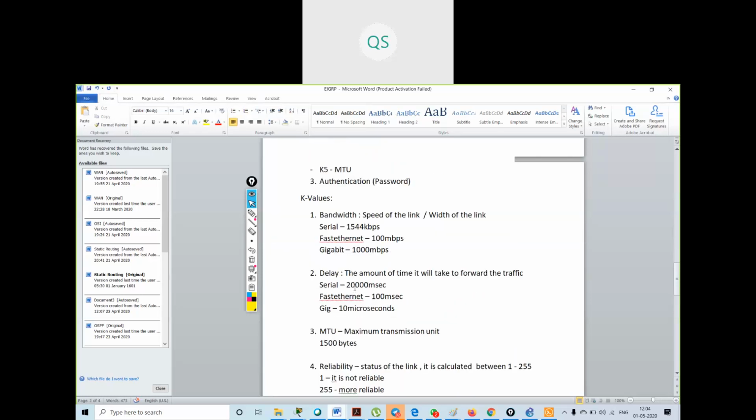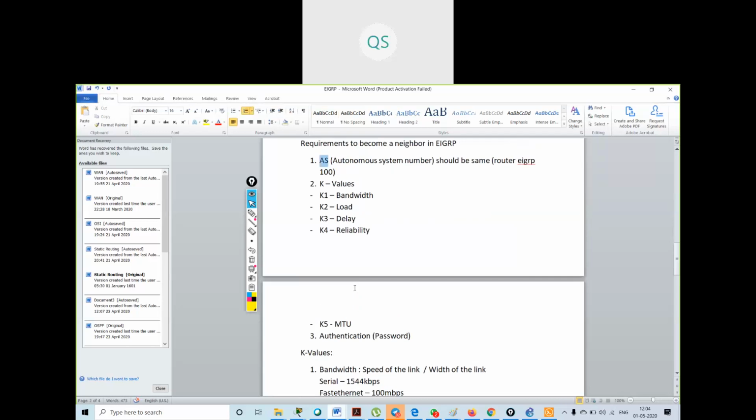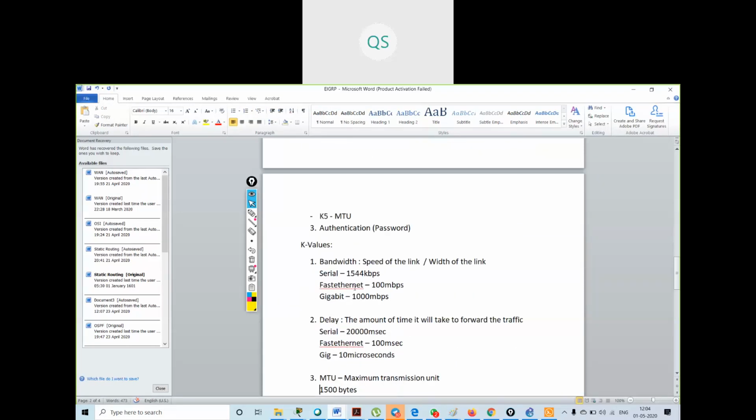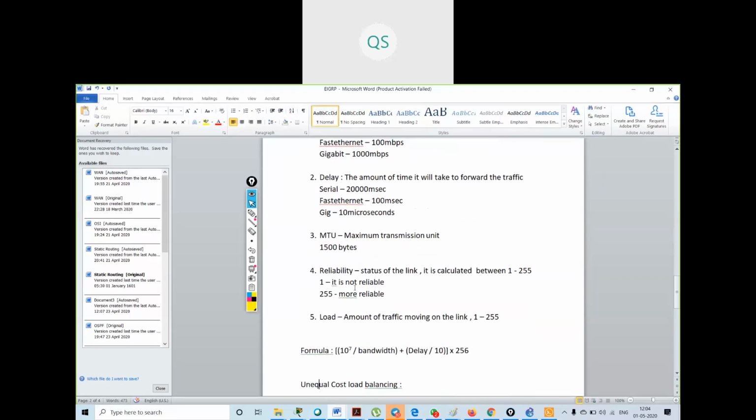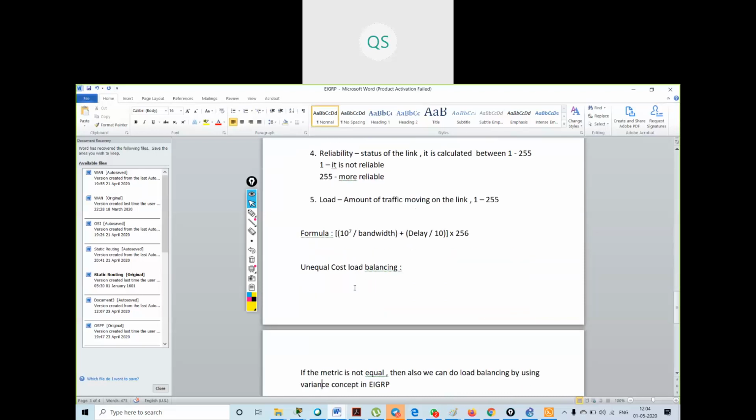Okay, the last one is authentication. If the AS number is the same, K values are the same, but your authentication is different, then also they will not form the neighborship. So authentication means password, authentication type or authentication should be the same on both the sides.